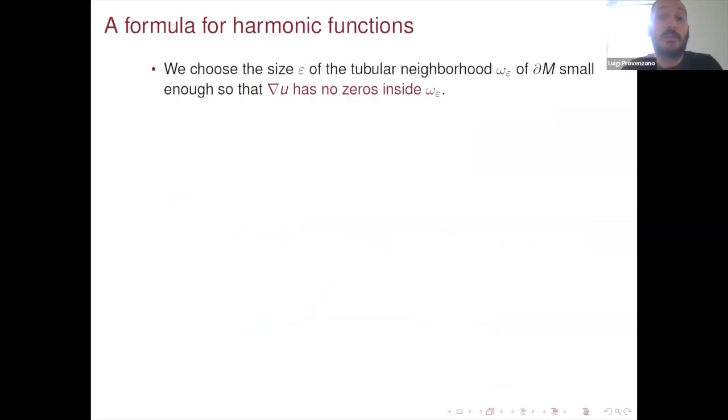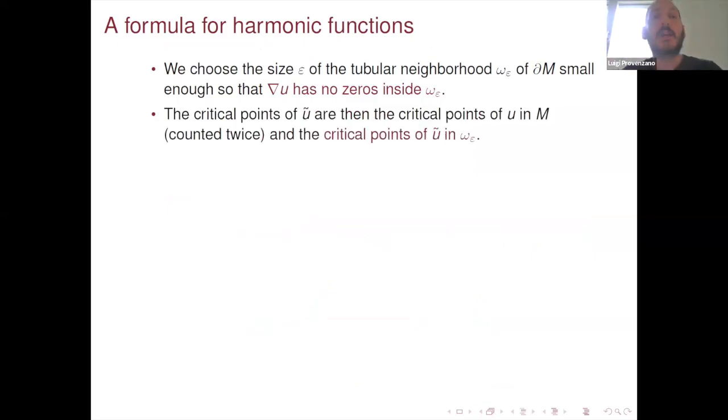So by continuity and compactness, it has no zero in a neighborhood of the boundary. So what are the critical points of these new functions? These are, of course, the critical points of U in M, counted twice. These are in the part outside this tubular neighborhood, and are the critical points of this U tilde inside the tube, the collar. So we have to identify these newly created critical points.